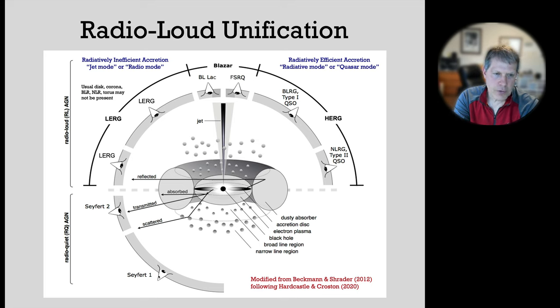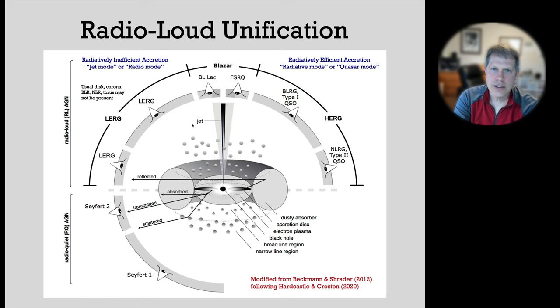So that's fairly simple for the radio quiet AGNs. Now look at the radio loud AGNs up here on top. Instead of having just these two things, you have 1, 2, 3, 4, 5, 6 things. And things break down into whether you have radiatively efficient accretion over on the right-hand side or radiatively inefficient accretion over on the left-hand side.